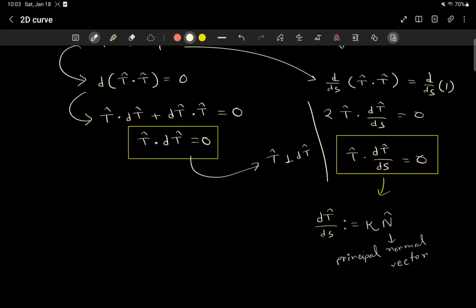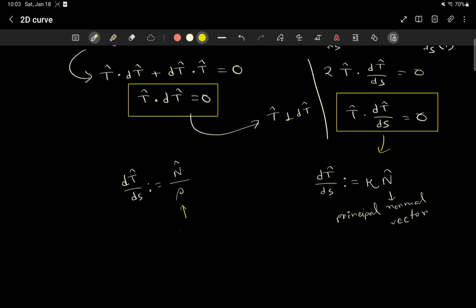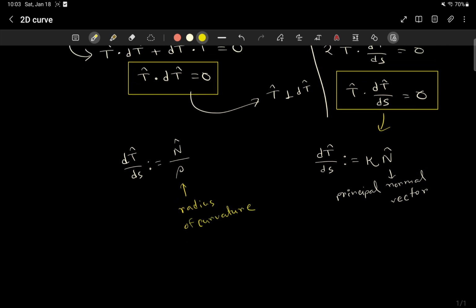There is another definition that we can use, which is dt ds is equal to the normal vector divided by rho, and we will call this rho the radius of curvature. We'll see later why we are calling this the radius of curvature. And okay, this n is the principal normal vector, and kappa is called the curvature. We'll not get into too much detail on this, but we'll continue like this. I will show you the analogy, why this is considered to be the radius of curvature, and why this is the curvature, what it really means.